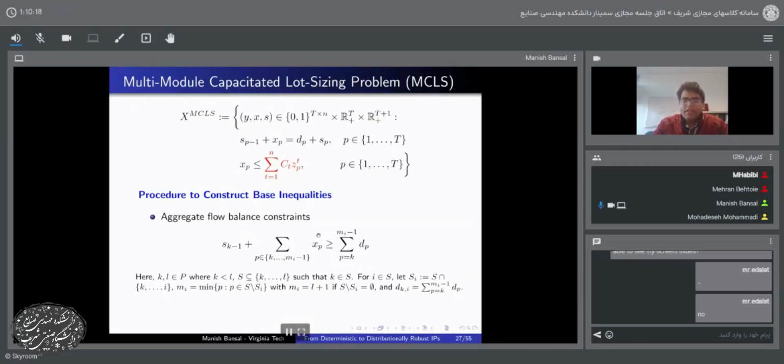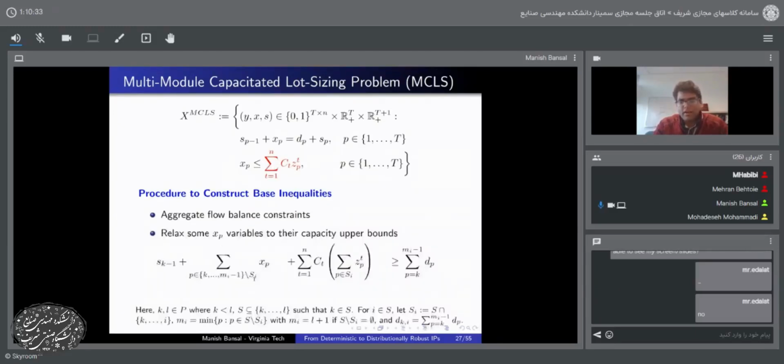Okay, now once I have this inequality, I can relax some of these continuous variables xp by using their upper bounds. So let's say for p in set si, I'm going to relax them by using this constraint. So for p in si, I'm removing those xp's and just replacing them with their upper bound, which is obtained from this constraint here. So I get this valid inequality for the MCLS problem.